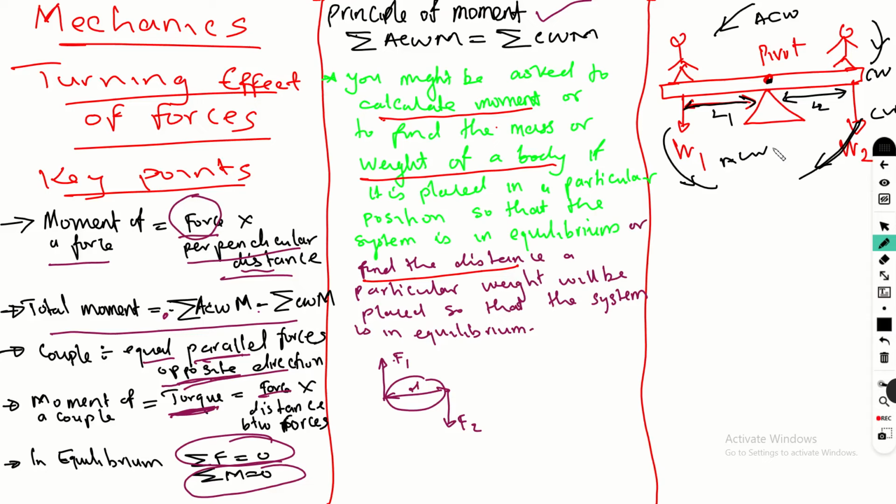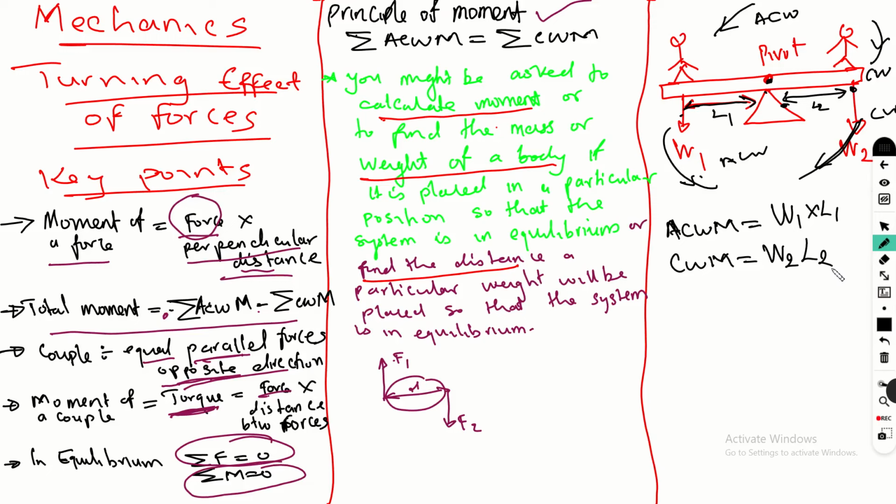So if you want to get the moment about the axis, the anti-clockwise moment will be equal to the weight, which is a force, times the perpendicular distance, which is L1, the distance between this force and this pivot. Now, if you want to get the clockwise moment, it will be equal to the weight W2, which is a force, times the distance between the force and this pivot, which is L2. So that's the clockwise moment and the anti-clockwise moment.